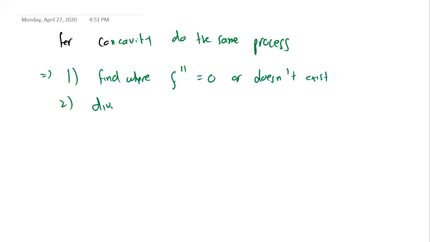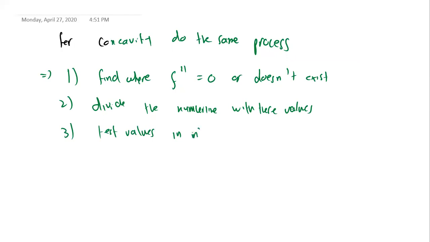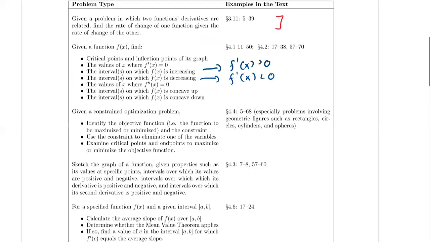Divide the number line with these values, and then test intervals. Okay, so it's the exact same process. The only thing is that your function now is the second derivative for concavity. Concave up is when your second derivative is greater than 0. Concave down is when your second derivative is less than 0. So you do the same process with your second derivative.